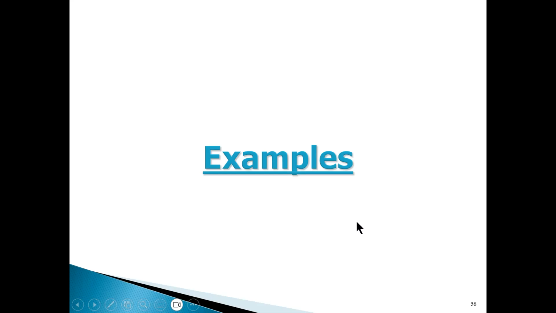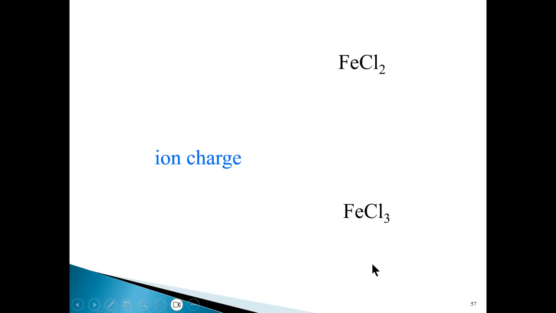Okay, so let's go through a couple of examples of compounds of this type, where you have a particular metallic element that can display more than one charge. So we have two compounds here. One is FeCl2 and the other one is FeCl3. That's their formulas.